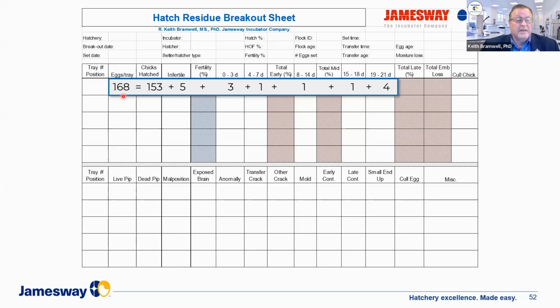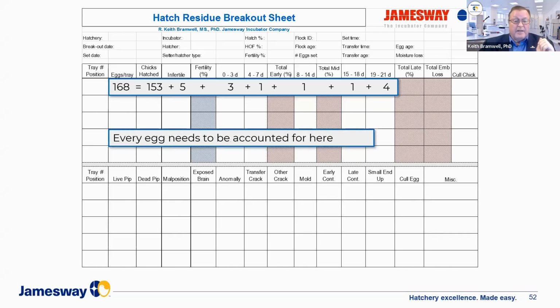If we had 168 eggs in a tray, 153 chicks hatched, 5 infertile, 3 at 0 to 3 days, 1 at 4 to 7, 1 mid, 1 at 15 to 18, 1 at 19 to 21, that all equals 168. There should be no eggs lost. So the reason why I bring this up is, one, every egg has to be accounted for.